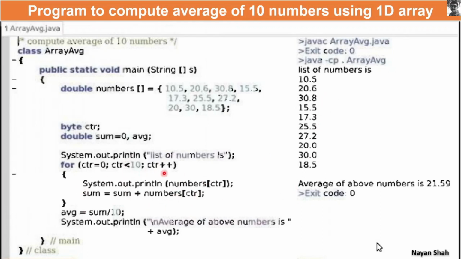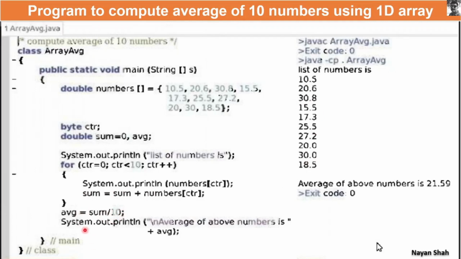Once it becomes 9, counter plus plus will make it 10. It will check here, is 10 less than 10? No, the condition is false. So control will come out of this for loop and here it will calculate average. Average is equal to sum divided by 10. Sum will be having the total of all these 10 numbers. So it will be sum divided by 10.